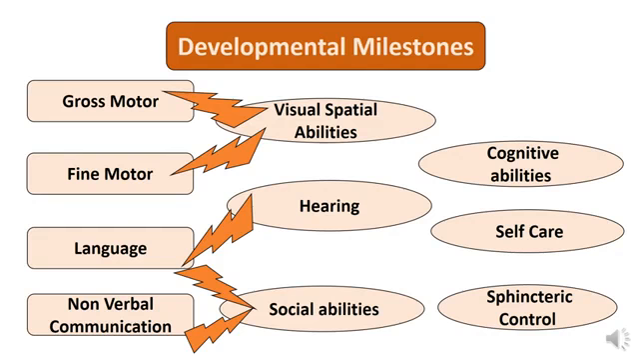This diagram shows that developmental milestones act like a symphony, integrating all the milestones together to give the final outcome profile of the developmental pattern of any child or an individual. They include the gross motor and fine motor, which interact with the visual spatial abilities of an individual. They include language development, which depends on hearing, and nonverbal communication together with the language will give the social abilities of any child. Then we have the cognitive abilities, the self-care abilities, and lastly, the sphincteric control ability.